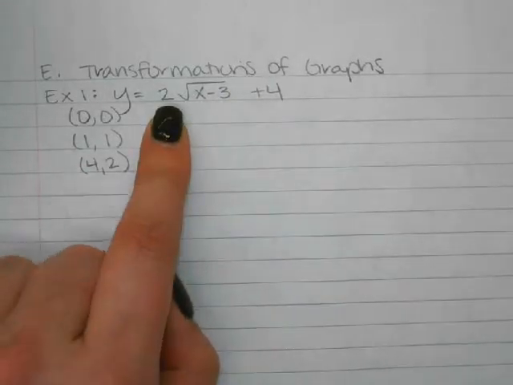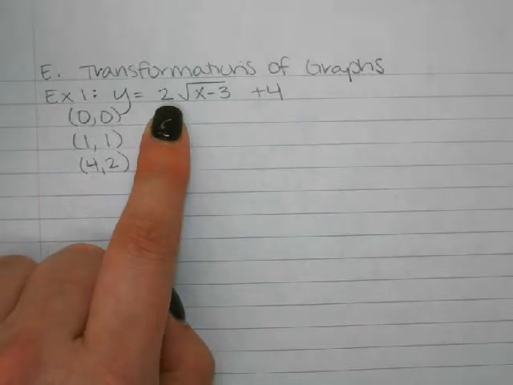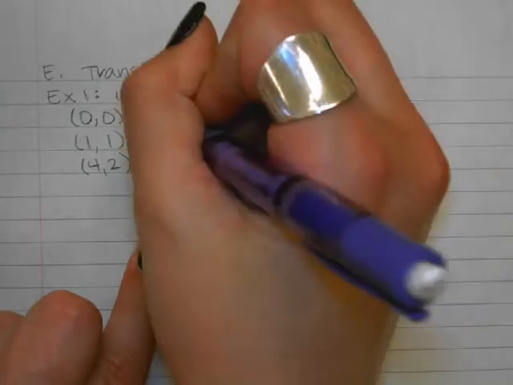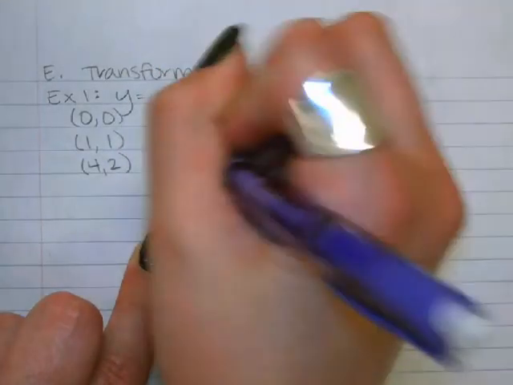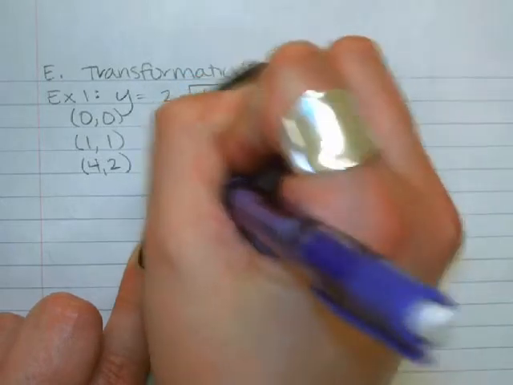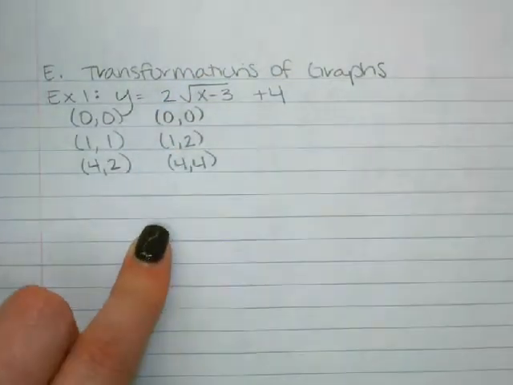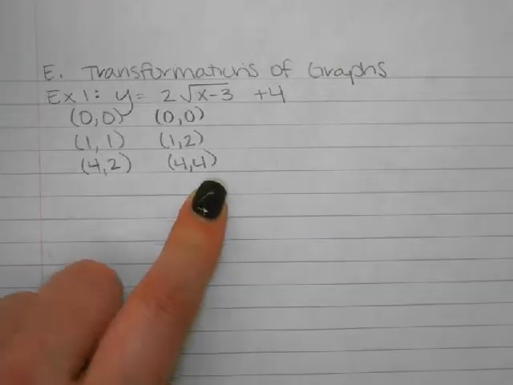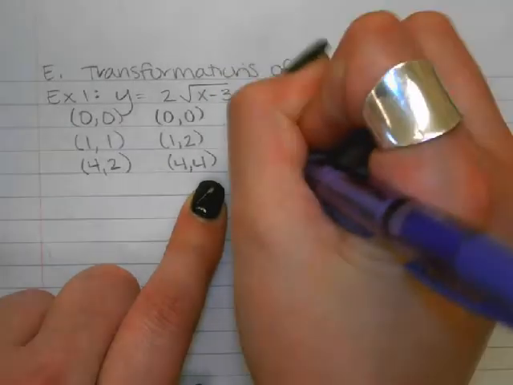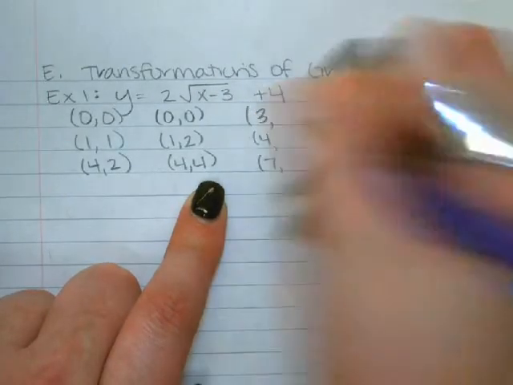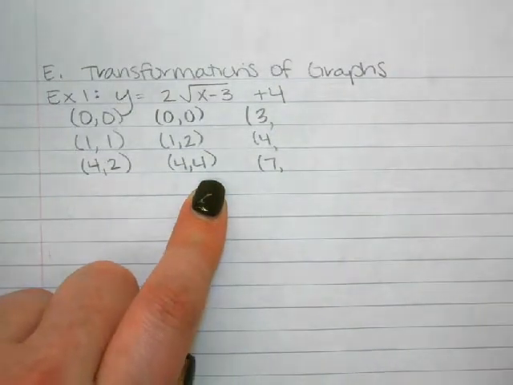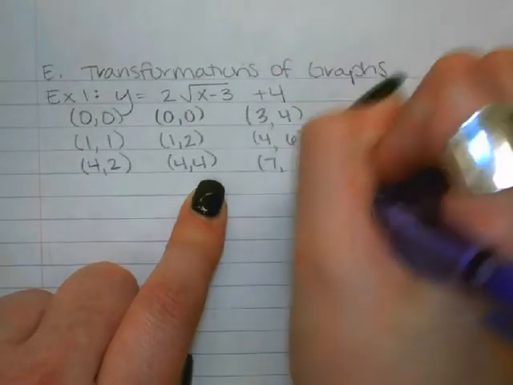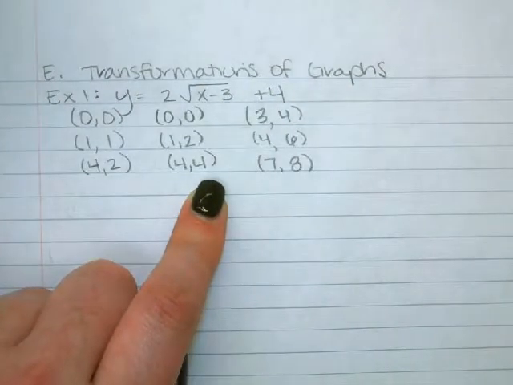So the first transformation that I'm going to do to the points is that vertical stretch of 2. Since it's a vertical stretch, it means the graph is twice as tall, and that should happen to a y coordinate. So I'm going to take each of my y coordinates and multiply them by 2, which leaves me with (0, 0), (1, 2), and (4, 4). And then after that, I can shift to the right 3 and up 4.